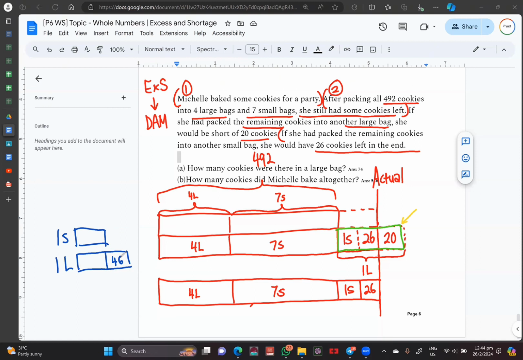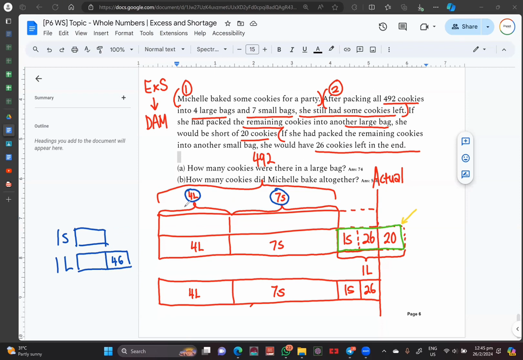So what we want to do is to change everything from large into small, because if you have large and small, it's going to be very confusing. You get what I'm trying to say? So you want to change everything into small. What I will do is find how many small bags equal 4 large bags. Then for 7 small, it's easy. Why? Because later I'm going to add these two up together, so that will give me that 492.